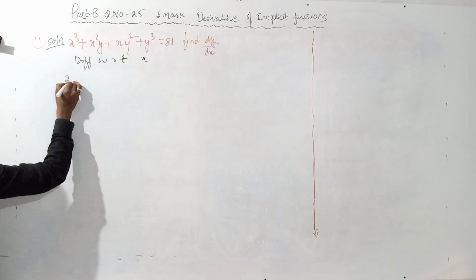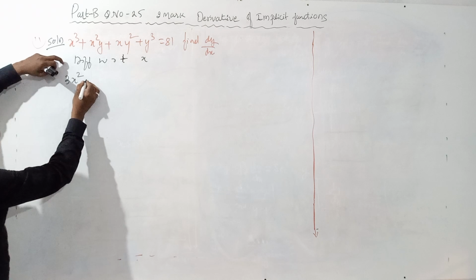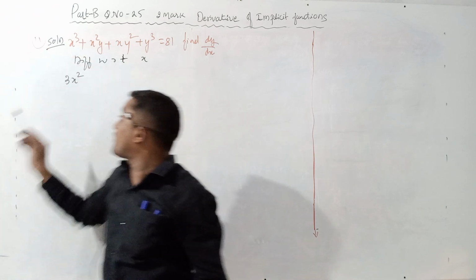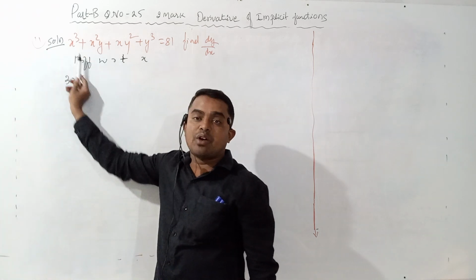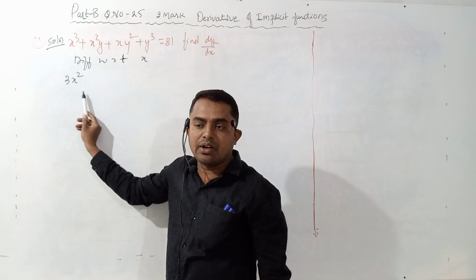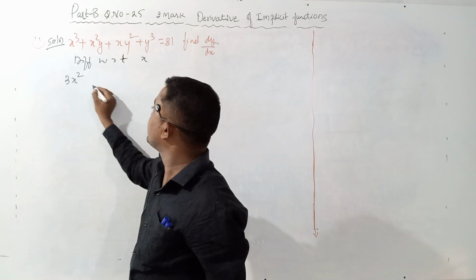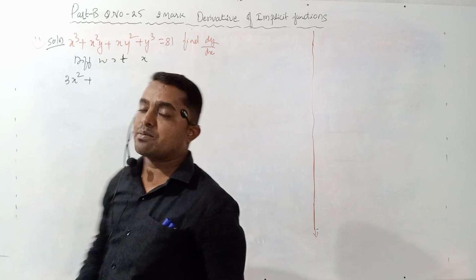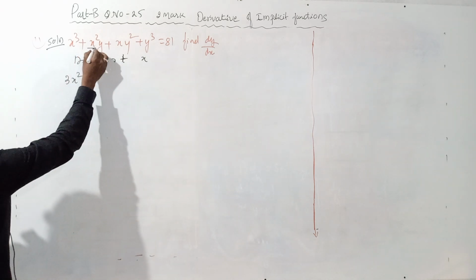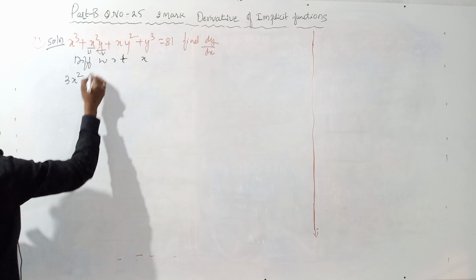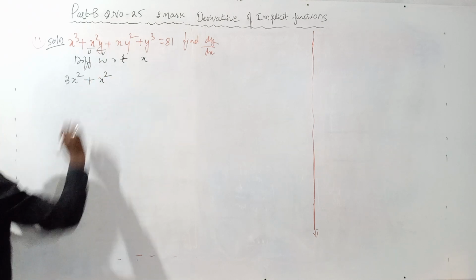Derivative of x cube is 3x square. Derivative of x is 1. 1 into 3x square is 3x square. Plus, for this one we have to apply the product rule. This is u, the first function, and this is v. First, x square as it is.